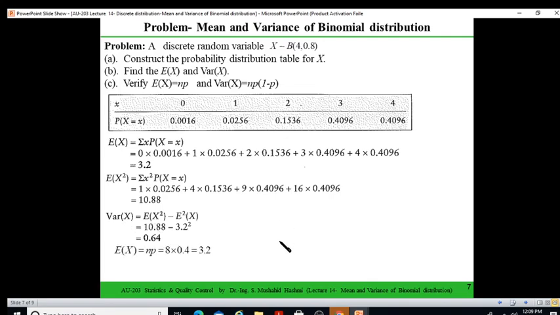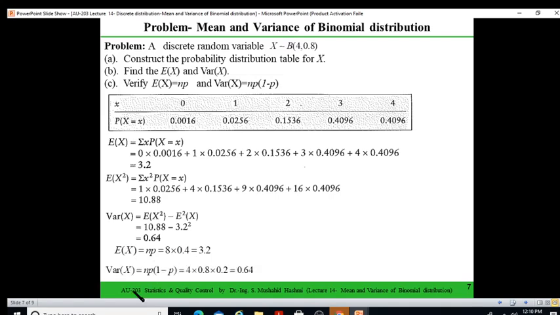But you can verify the same thing, because expected value for a binomial random variable is n times p. N is 4 and p is 0.8 here. I made a mistake here, so just correct it. Eventually you get the number 3.2. So n is 4, 4 multiplied by 0.8 is 3.2.